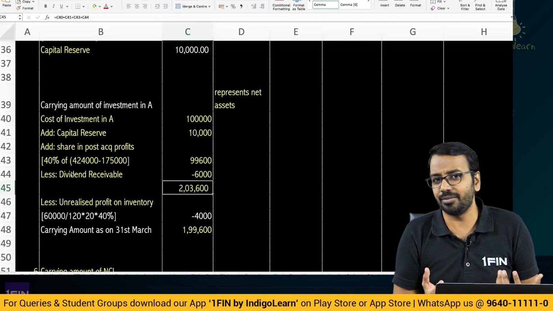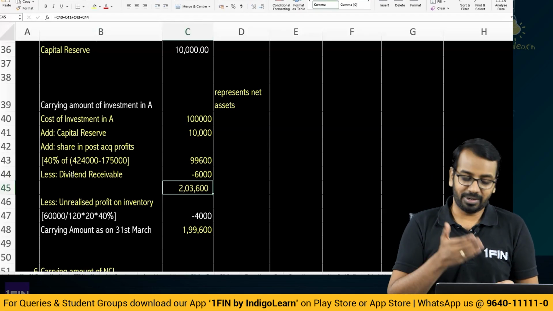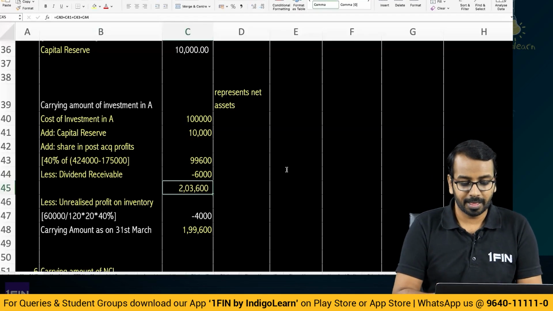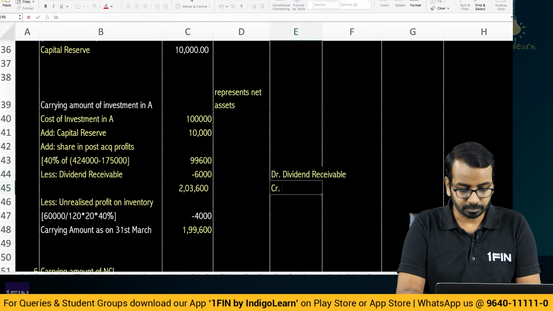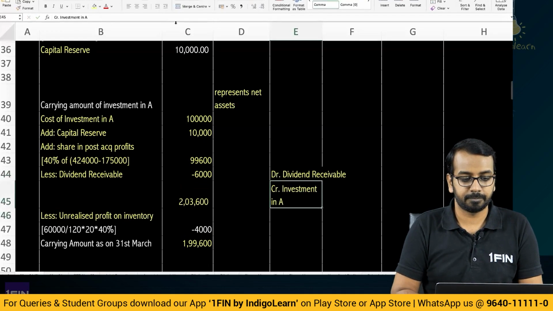So what if already received? I will increase my cash balance. So here it will be debit dividend receivable, credit investment in A. Okay, debit.